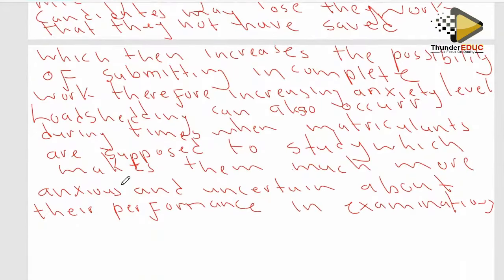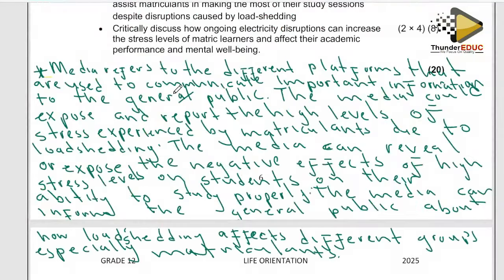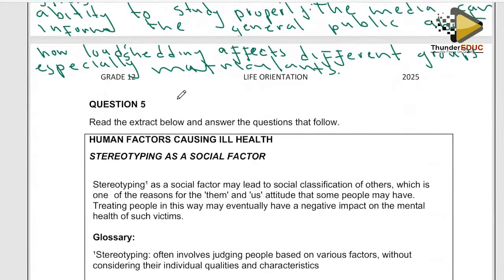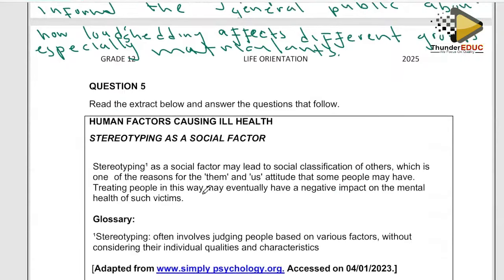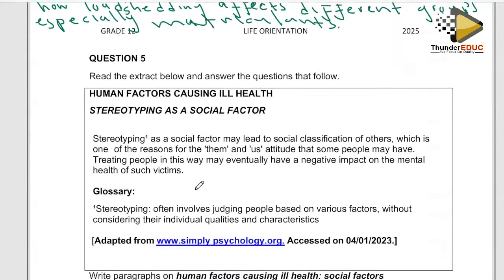Critically discuss how ongoing electrical disruptions can cause stress levels of matric learners and affect their academic performance. Now, this brings us to the next question, which is question 5. Question 5 reads: read the extract below and answer the questions that follow.